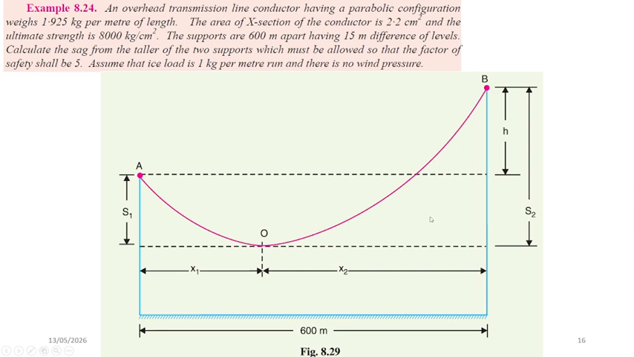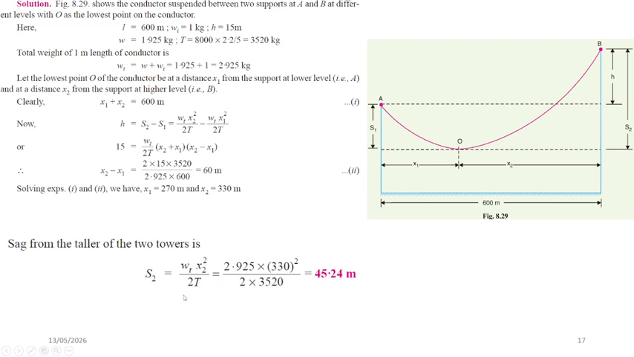This example also highlights the importance of the mechanical design calculation in transmission lines to ensure safe conductor tension, adequate ground clearance, and reliable operation under loading conditions such as ice accumulation and so on. So x1 plus x2 is equal to 600, h is equal to the height of support B minus the height of support A. So let's have a look at the solution.